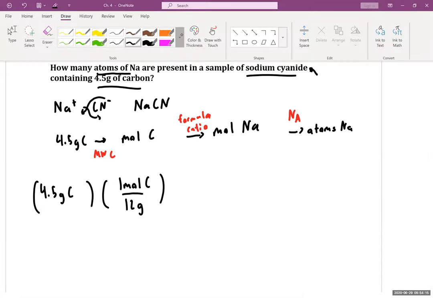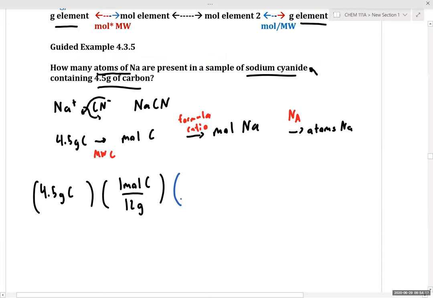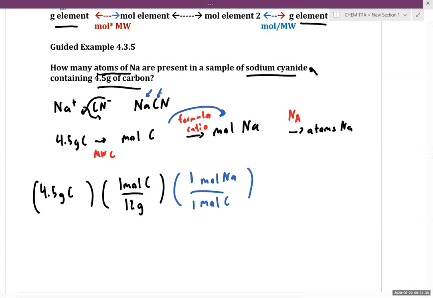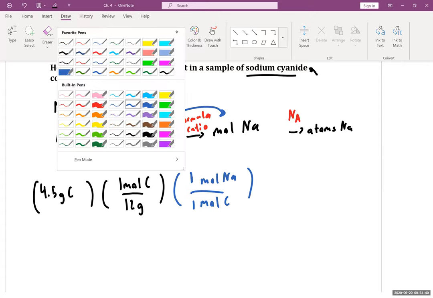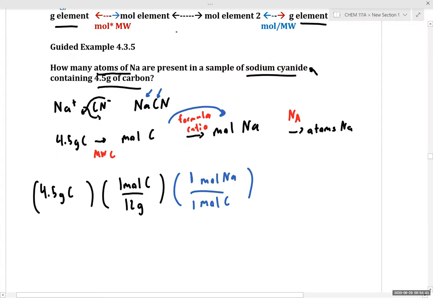Now let's plug in our formula ratio. If we're going from moles of carbon to moles of sodium, how many moles of sodium do we have per mole of carbon? What's our mole-to-mole ratio? 1 to 1, exactly right, because as you see, we have one sodium atom in our formula per every one carbon atom. Wonderful. Now, to finish off this problem, we have to convert from moles of sodium to atoms of sodium, and to do that, we use Avogadro's number.